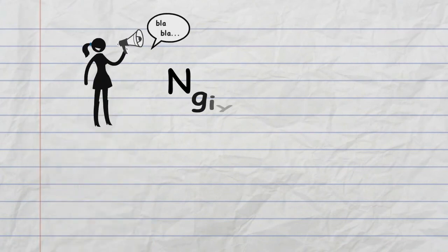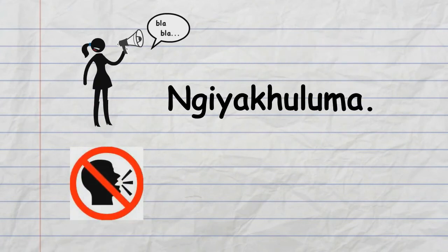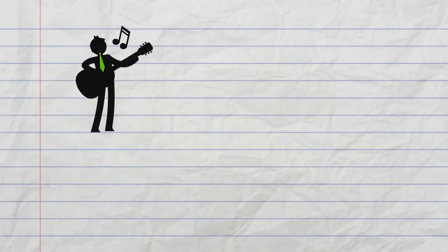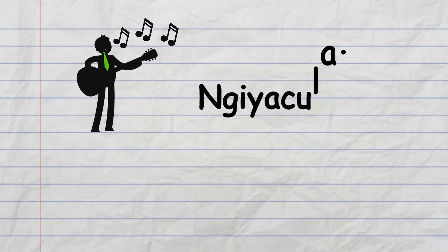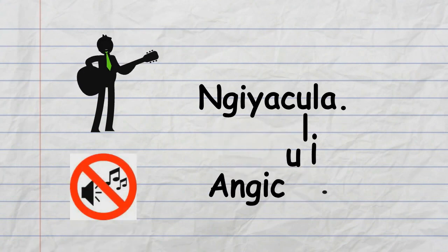So to say I speak is ngiyakhuluma. But to say I don't speak is angikhulumi. And to say I sing in isiZulu is ngiyacula. But to say I don't sing is angiculi.